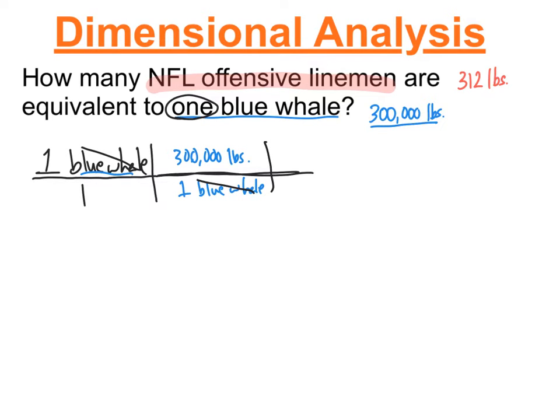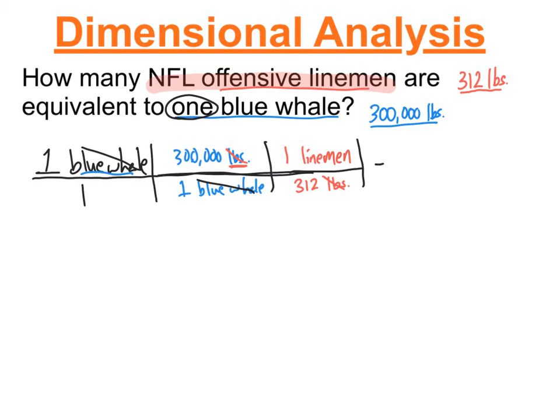And what do I want to have in the end? I want to get back to offensive lineman as my final dimension. Well, 1 offensive lineman equals 312 pounds. So I need to put that next conversion here, and I have pounds that I need to get rid of, so I got to put 312 pounds down here so that pounds cancel out. And then that is equivalent to 1 offensive lineman.